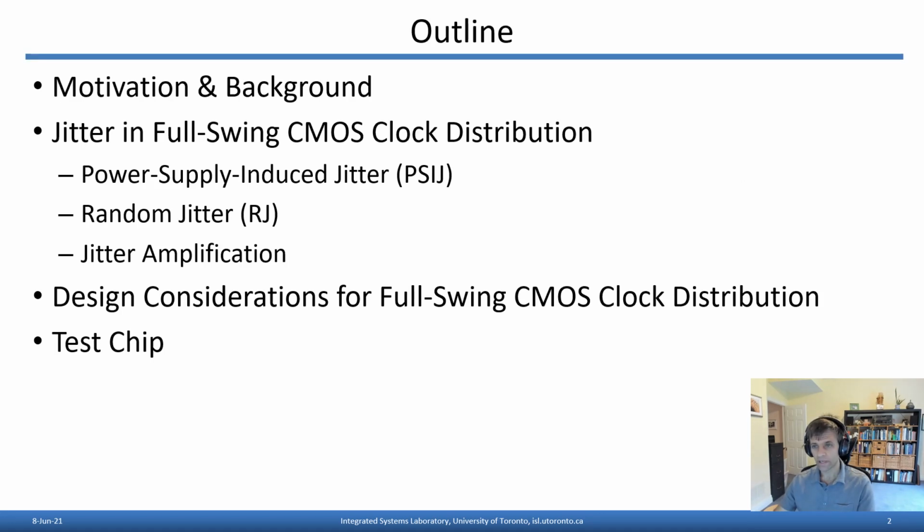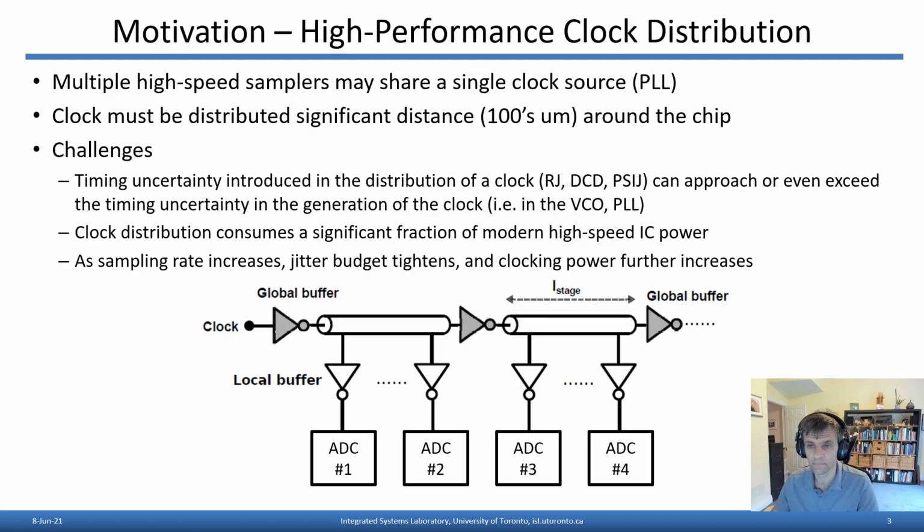We'll begin with a brief background about the importance and challenge of distributing a high-performance, high-frequency clock across a chip, and then we're going to review some of the sources of jitter: power supply-induced jitter, random jitter, and jitter amplification, and look at how each can be modeled in full-swing CMOS clock distribution circuits. With this analysis, I'll then arrive at some design considerations for full-swing CMOS clock distribution circuits. And finally, I'll briefly discuss an example design done in a 16-nanometer FinFET technology.